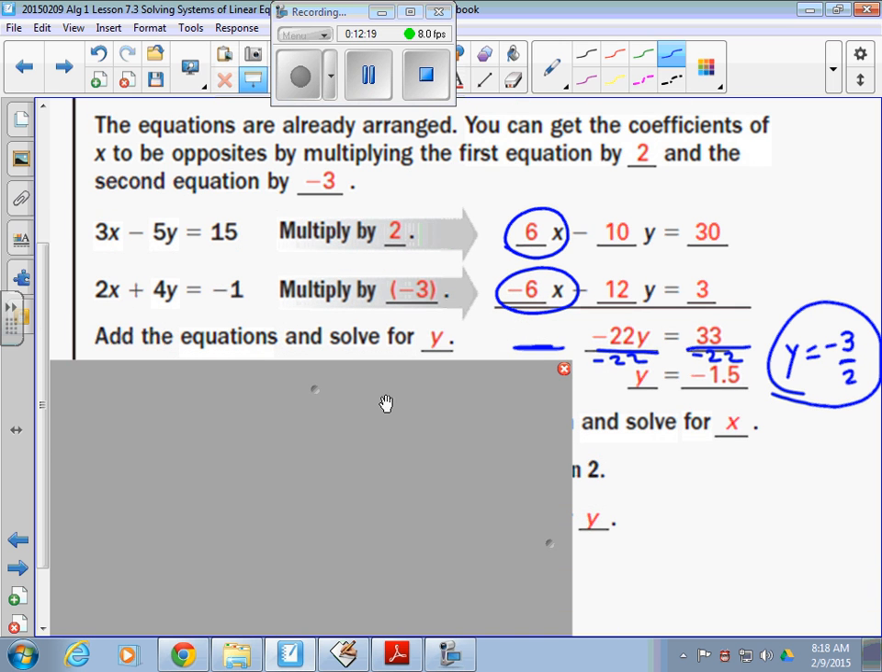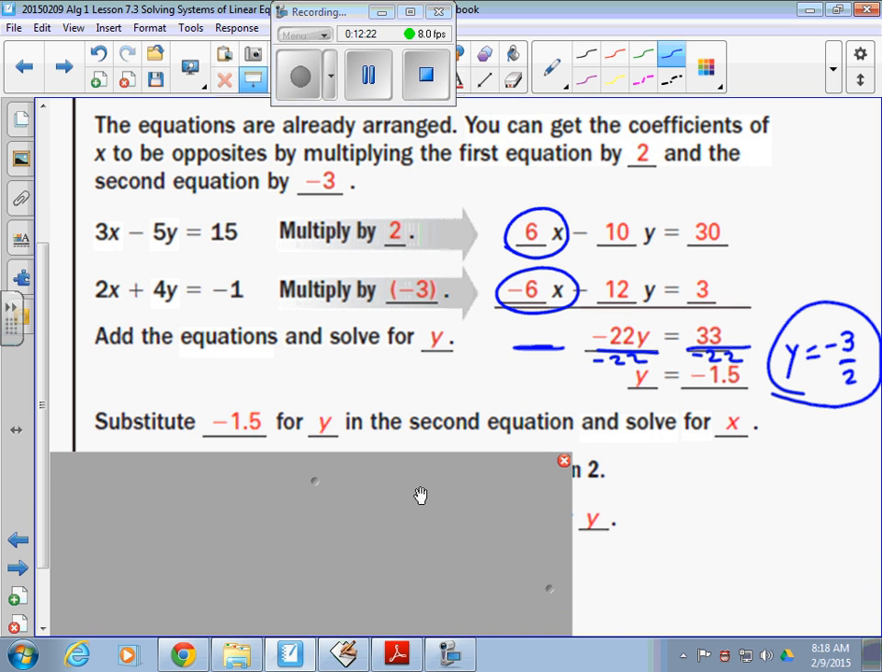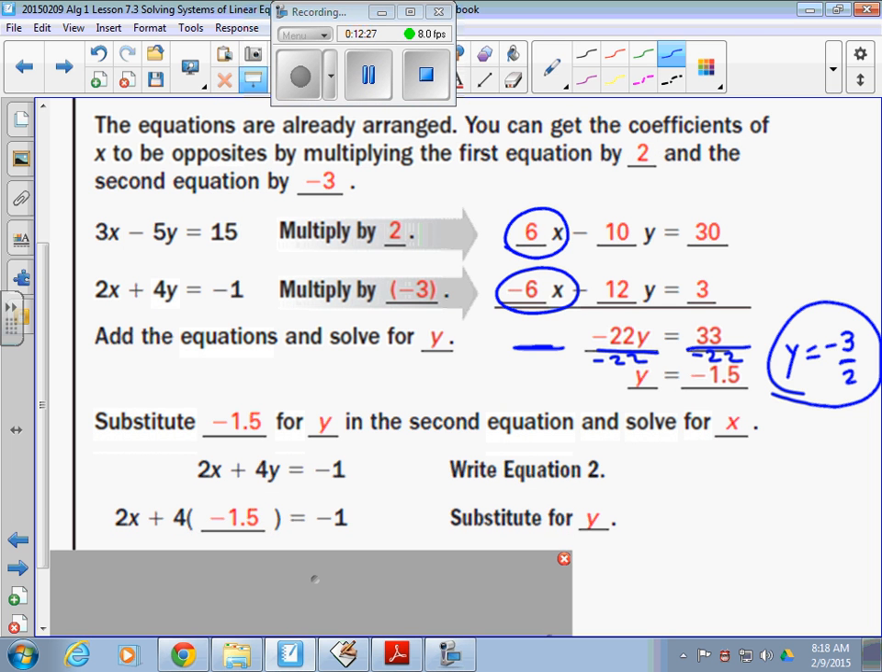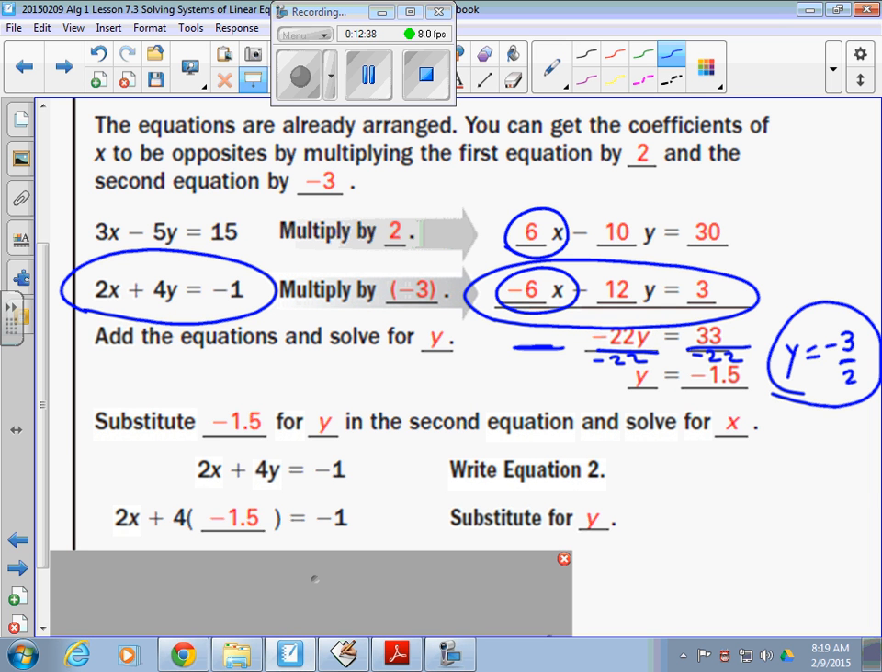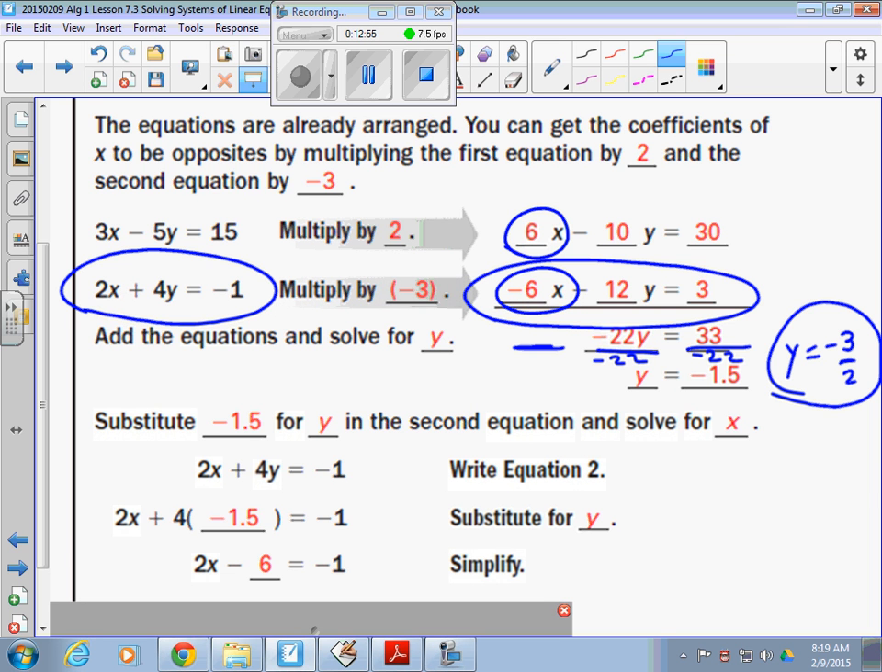So once you have y's value, sub negative 1.5 in, or plug it back in place of y. It says to sub it into equation number 2. Again, you could do it into either equation you want. Notice it went all the way back to the first form of equation number 2, not the transformed one, because that was bigger numbers. So 2x plus 4 times y, which is negative 1.5. So 4 times negative 3 is negative 12, divided by 2 is going to be negative 6. So we have 2x minus 6 is equal to negative 1.